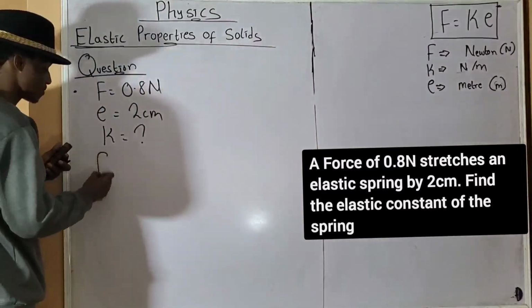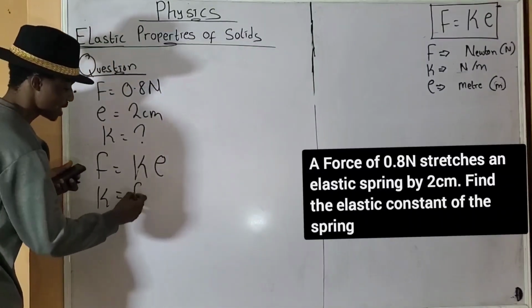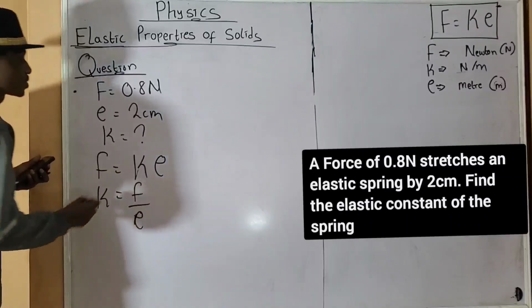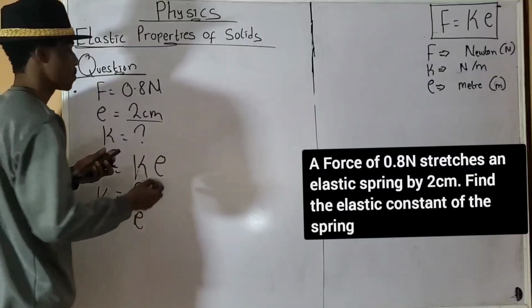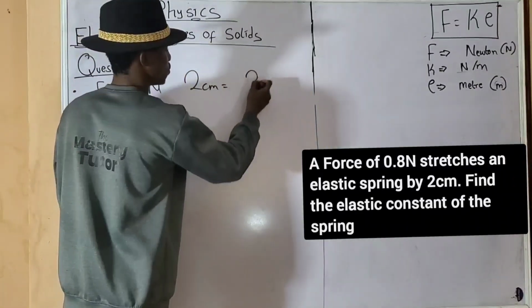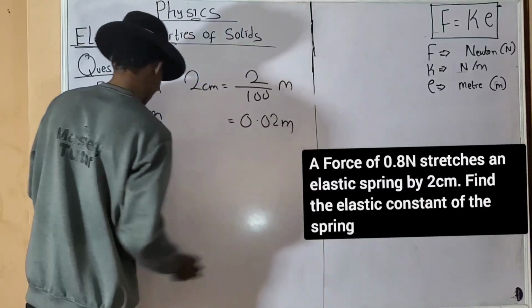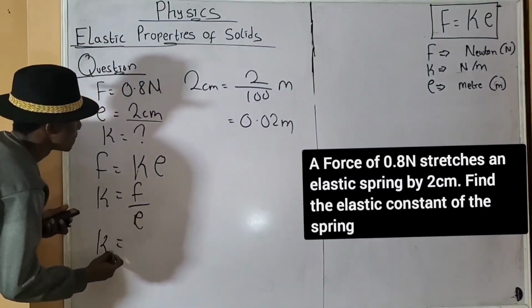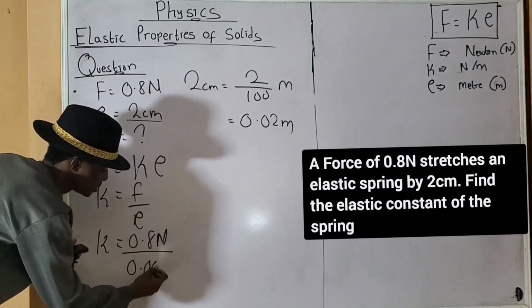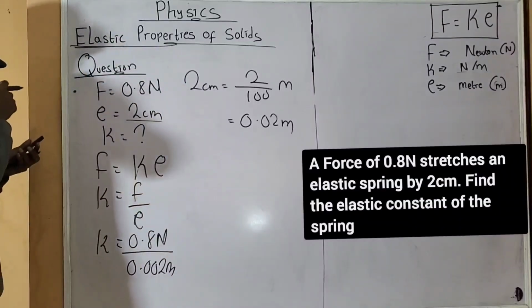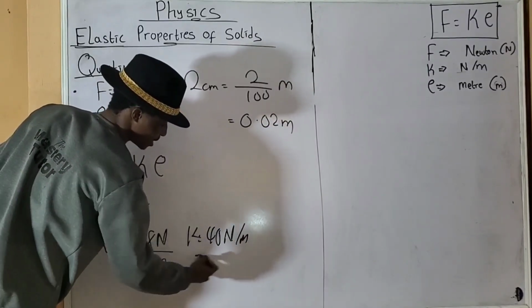Now, do you know that F is equal to K E? We are looking for the value of K, so K is equal to F over E. Are you getting it? But we cannot use this extension directly, okay? We have to convert it to meter. So, 2 centimeter is equal to 2 over 100 meter. Do you understand? That will be 0.02 meter, okay? So, I'm going to have K is equal to 0.8 Newton divided by 0.02 meter. Are you following? Okay. So if you take your ratio, you're going to have K as 40 Newton per meter.